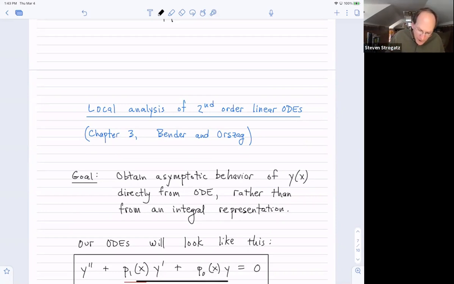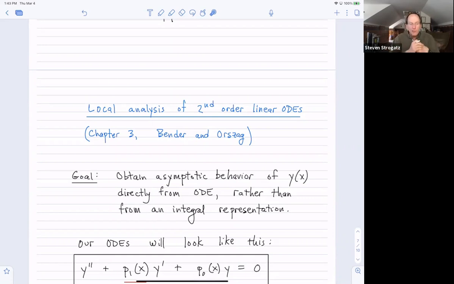You can read about this in Bender and Orszag, chapter 3. The whole chapter is devoted to that. And when they say local analysis, this means in the neighborhood of some point. Like it's all controlled by the infinitesimal neighborhood of some point that we're expanding around using some kind of series expansion. And our goal is going to be to understand the asymptotic behavior of a solution to that differential equation directly from the equation, not by going through an integral representation of the solution.